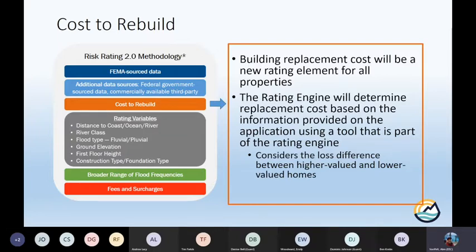So it's going to consider the loss difference between a high value home and a low value home. With that $250,000 coverage limit that we talked about earlier, a home that has 3,000 square feet versus one next door that only has 1,000 square feet, even though they both might have the same water level internally, there's going to be a higher payout for those higher value homes because there's more square footage that has to be repaired. That is going to be factored in now whenever you're talking about what is your premium, what is your risk, what should you be paying. So it's going to make it more equitable across the board.